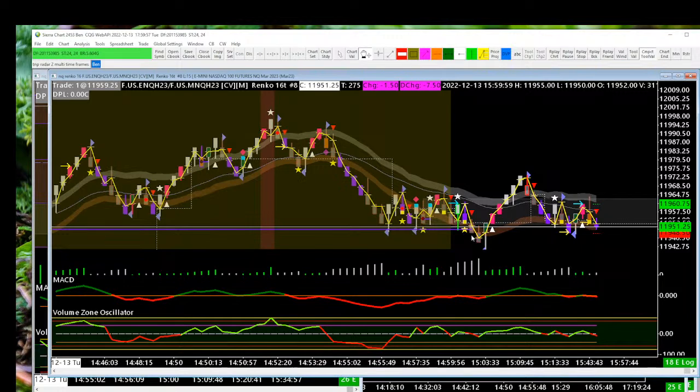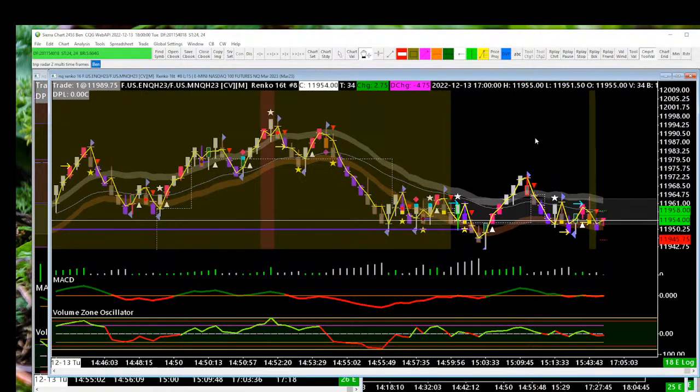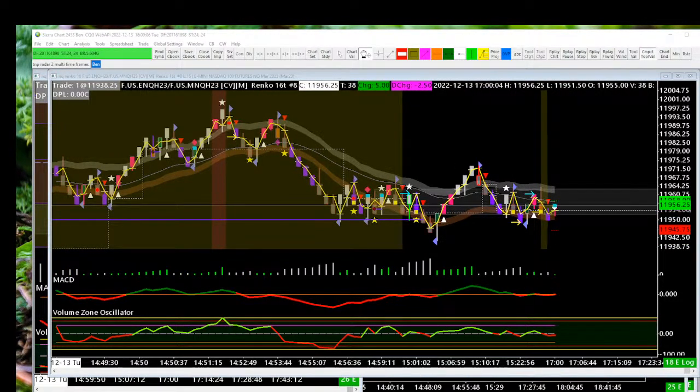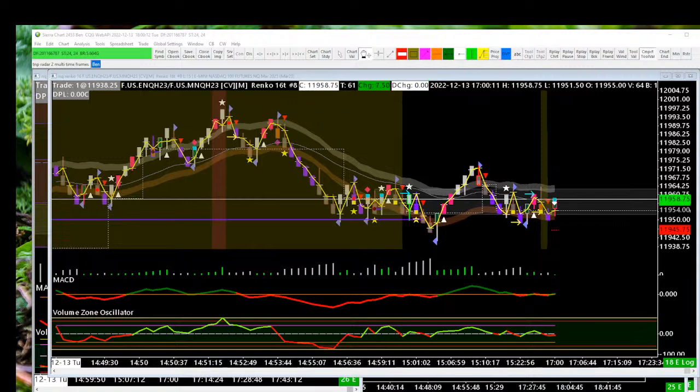Black dot has some success. Gets trapped. If we get a green dot here, it'd be a long. Let's see if we can get a green dot out of here. A star, I'm pretty sure, would be good to buy too.